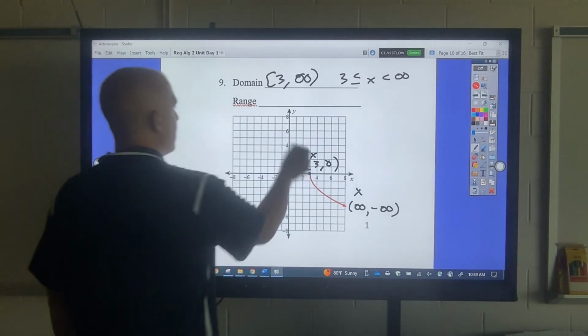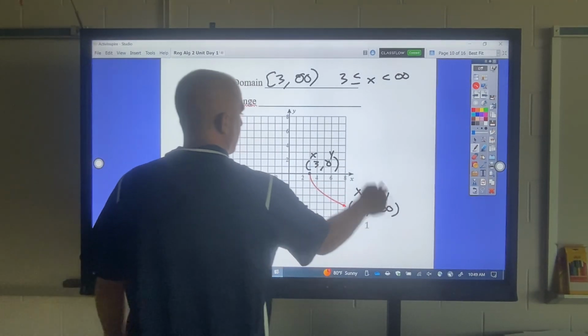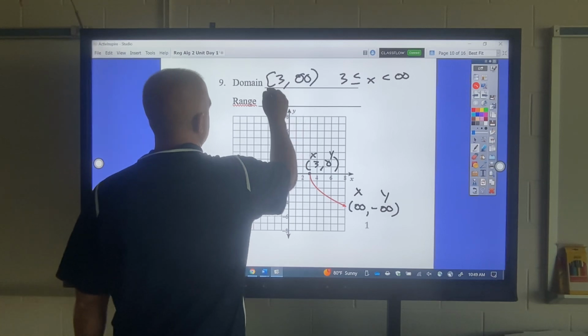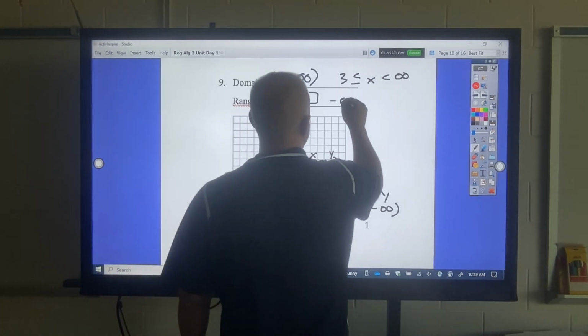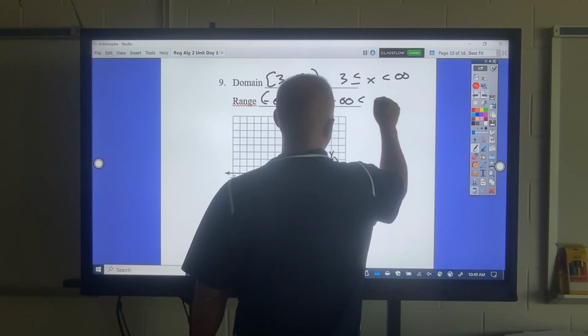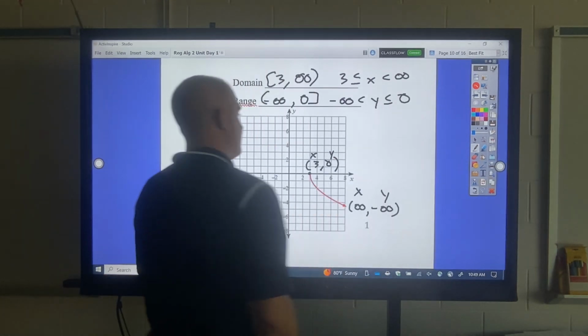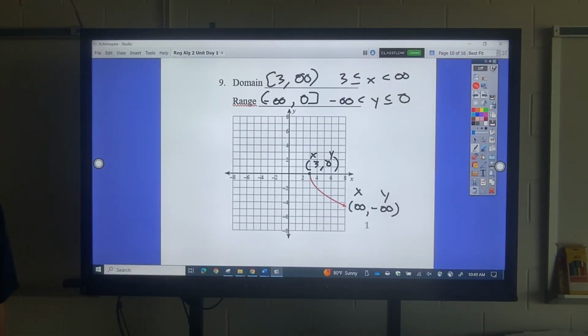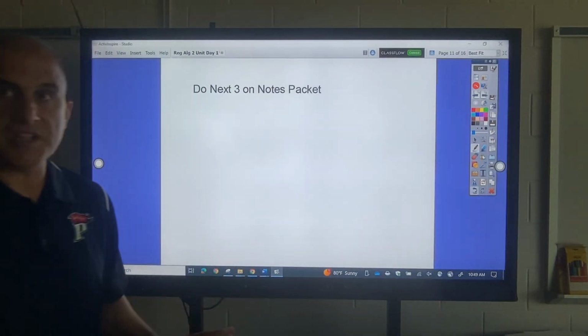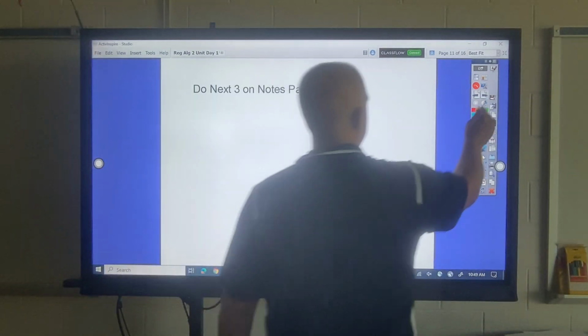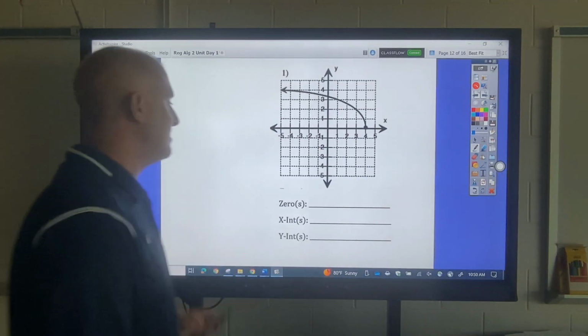Okay. Range, smallest y value, be careful, is negative infinity. The biggest y value is 0. That's negative infinity to 0. So obviously y is less than or equal to 0. All right? Okay. You do the next 3 in your notes packet. All right. Now, moving on to zeros.